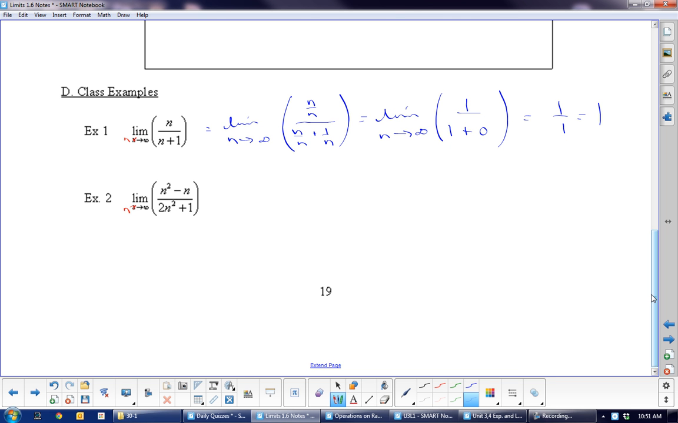Now, example 2 starts to get a little bit more confusing. What is the largest n power? 2. So I want to take every single term and divide it by that, and you'll see if it equals either 1, 0, or does not exist. So the limit as n goes to infinity. So I've got n squared over n squared minus n over n squared, and I've got 2n squared over n squared plus 1 over n squared.